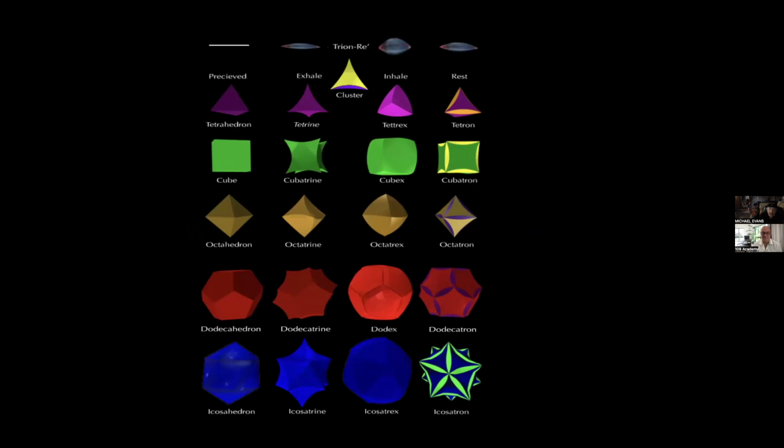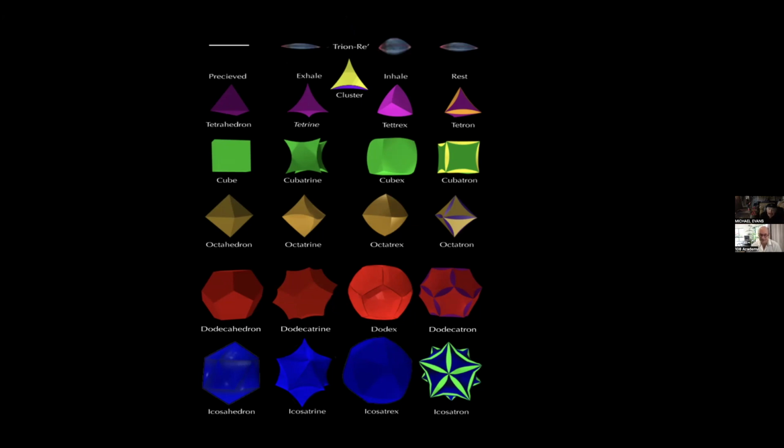This shows you the different positions of the 6 regular solids in time and space. The cube is a cubitrine, a cubex, a cubitron. An octatron, octatrine, octatrex, octatron. Dodecatron, dodecatrine, dodecatrex, dodecatron. The different positions, the different ways the same thing looks at a different moment.